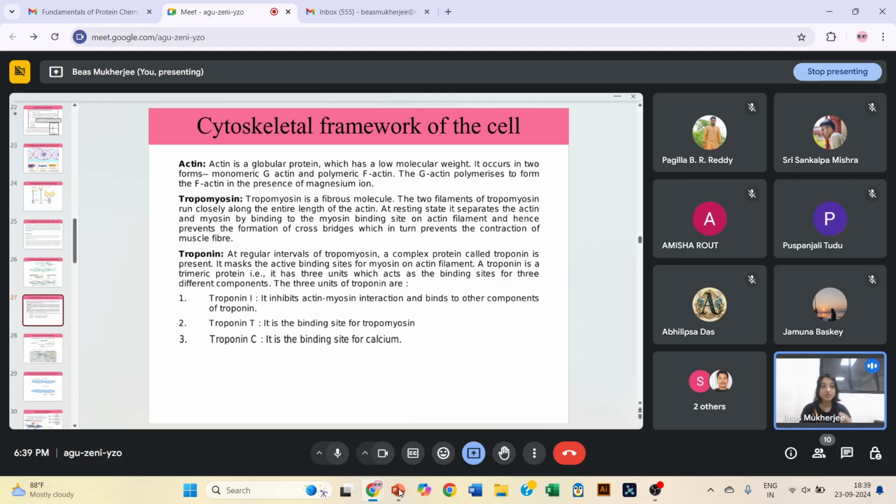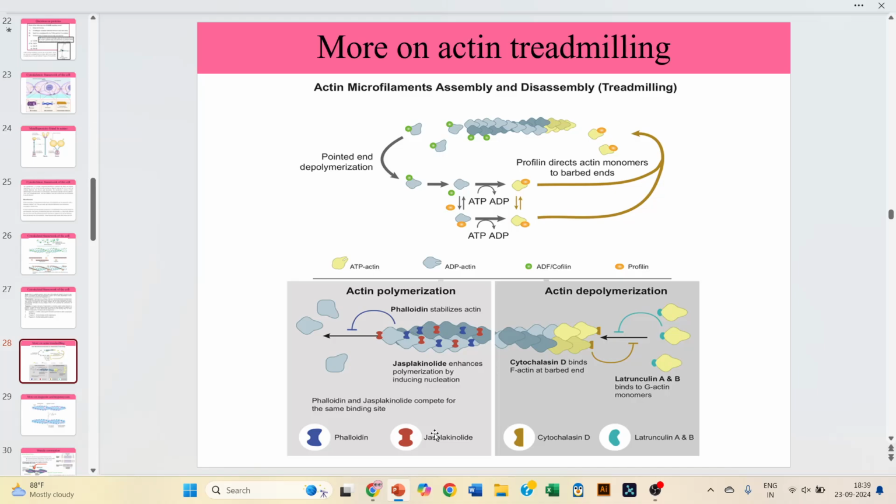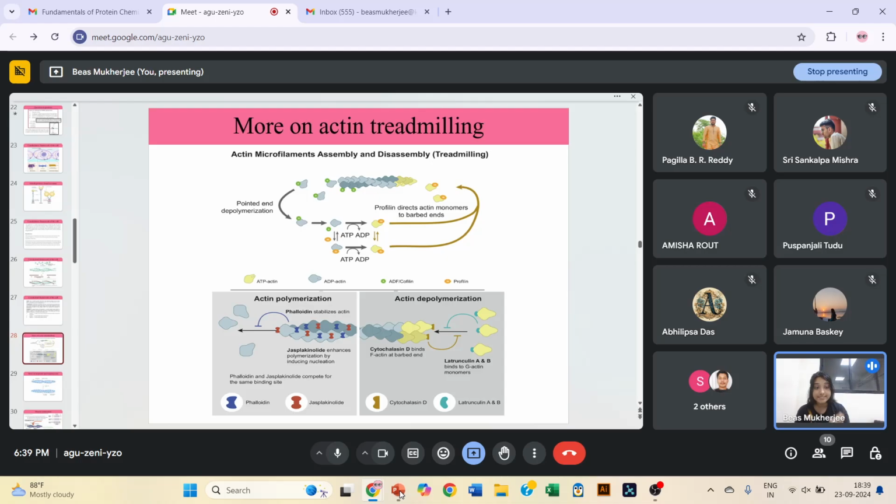You know that calcium is very important for muscle contraction, right? Calcium is to be released from the sarcoplasmic reticulum and then muscle contraction happens, right? Okay, right. Now, this is something which is a little detailed.